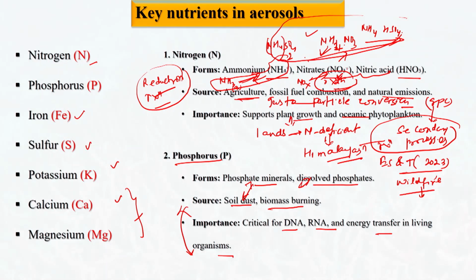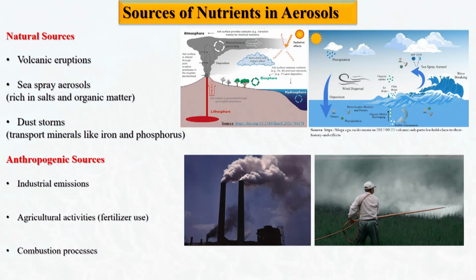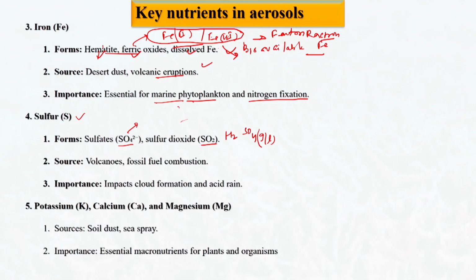Stoichiometrically, you can calculate which form is prevalent. Maybe in a few lectures on atmospheric chemistry I will be discussing this as well. And then what are the sources? Sources are volcanoes and fossil fuel combustion, especially coal and diesel vehicles. They are highly producing sulfur, because coal contains sulfur that can be oxidized, and similarly diesel also.